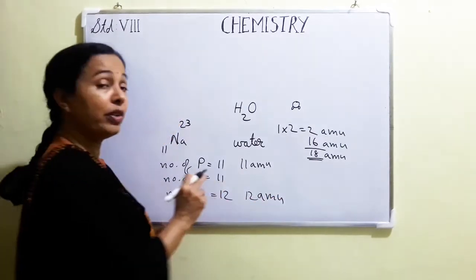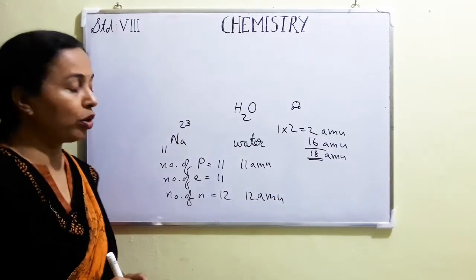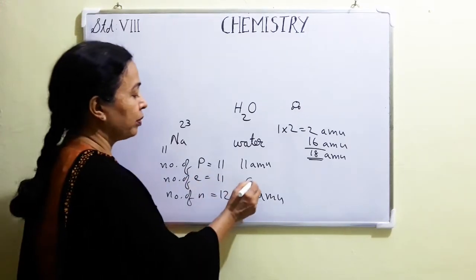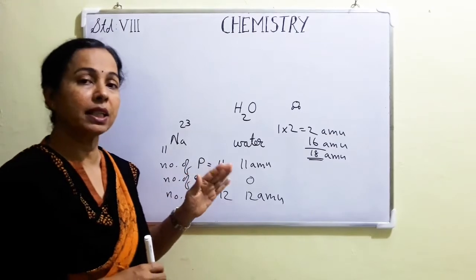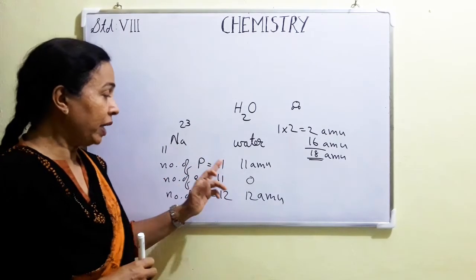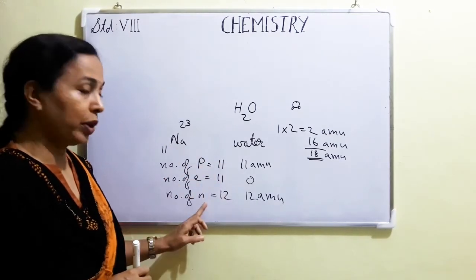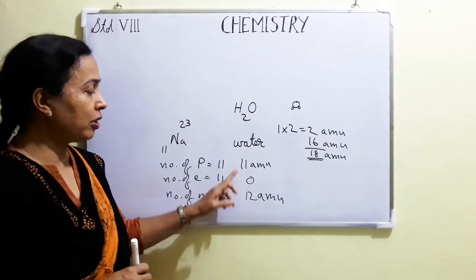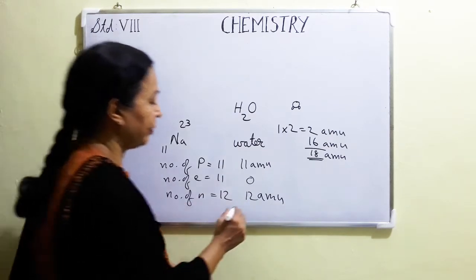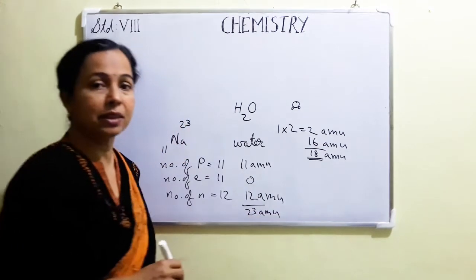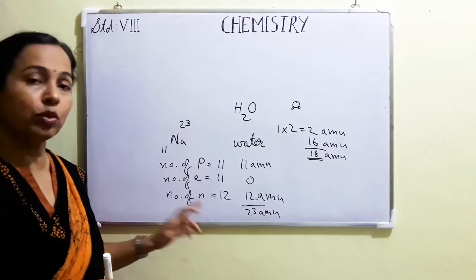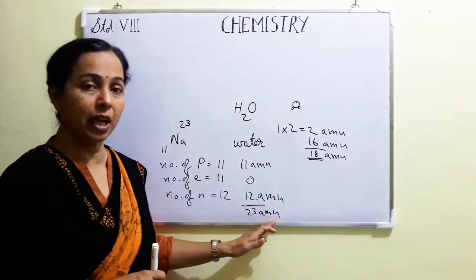And electrons have negligible mass, almost equal to 0. So the mass of an electron is almost 0. Each electron's mass is considered equal to 0. So inside the nucleus we find protons and neutrons. Their total mass will be 11 plus 12, 23. 23 AMU will be the mass of the nucleus, because inside the nucleus protons and neutrons are found. Mass of the nucleus is 23 AMU.